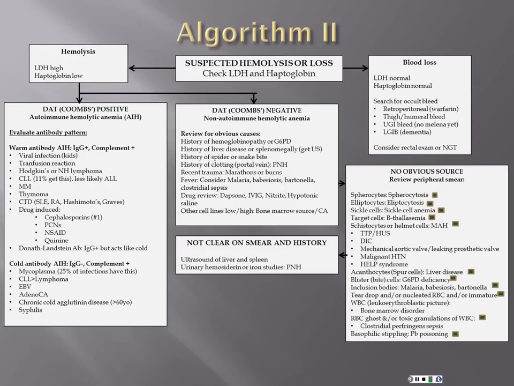If I have a patient who's DAT negative, now I need to look for obvious causes in the patient's history. Does my patient have a history of a hemoglobinopathy, such as sickle cell, etc.? Do they have G6PD deficiency, or are they at risk for it? Did they get an antibiotic recently, such as Bactrim, and we don't know that they have G6PD? Do they have a history of liver disease or splenomegaly that can be consuming and destroying the cells there? Do I have a history of spider or snake bite? That's really rare, but it could happen. Rattlesnake poisoning. Do I have a history of clotting?